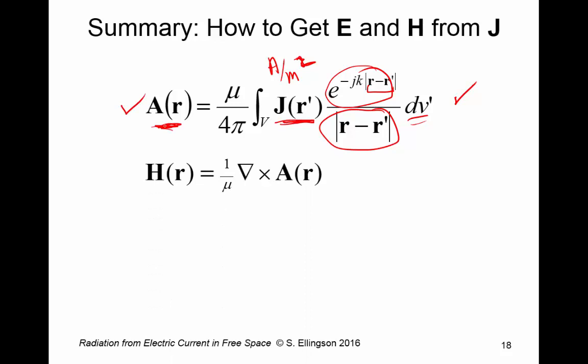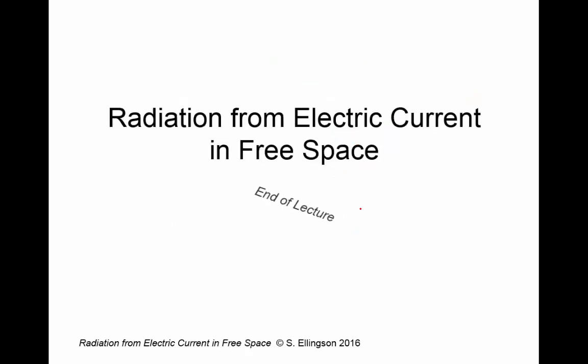Once I have A, I simply invoke the defining relationship for A to get H. So I take the curl of A to get H. And then finally I use Maxwell's equations to get E. That's just take the curl of H, divide by j omega epsilon, and that gives me E. And that's all there is to it. That's how you get the electric and magnetic fields in response to an arbitrary distribution of current in space. This concludes this lecture on radiation from electric current in free space.